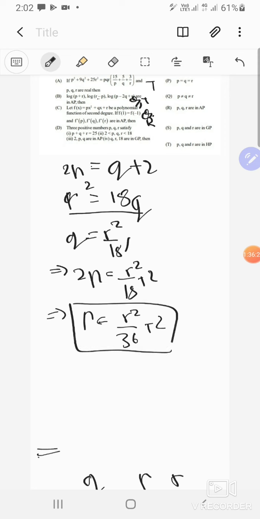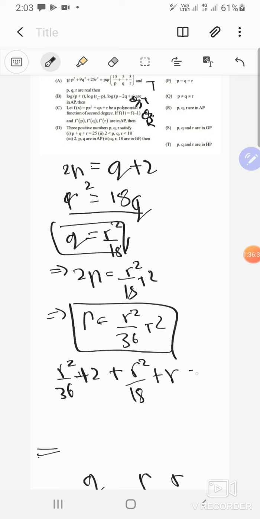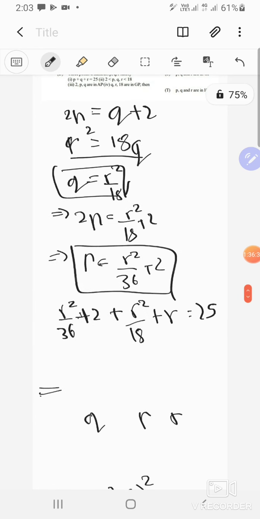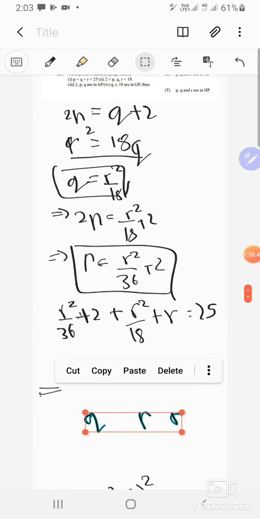So you got this equation, you got this equation, and r is r itself. No problem with that, I'll just substitute that. So you get r squared by 36 plus 2 plus r squared by 18 plus r has to be equal to 25. What does that mean?